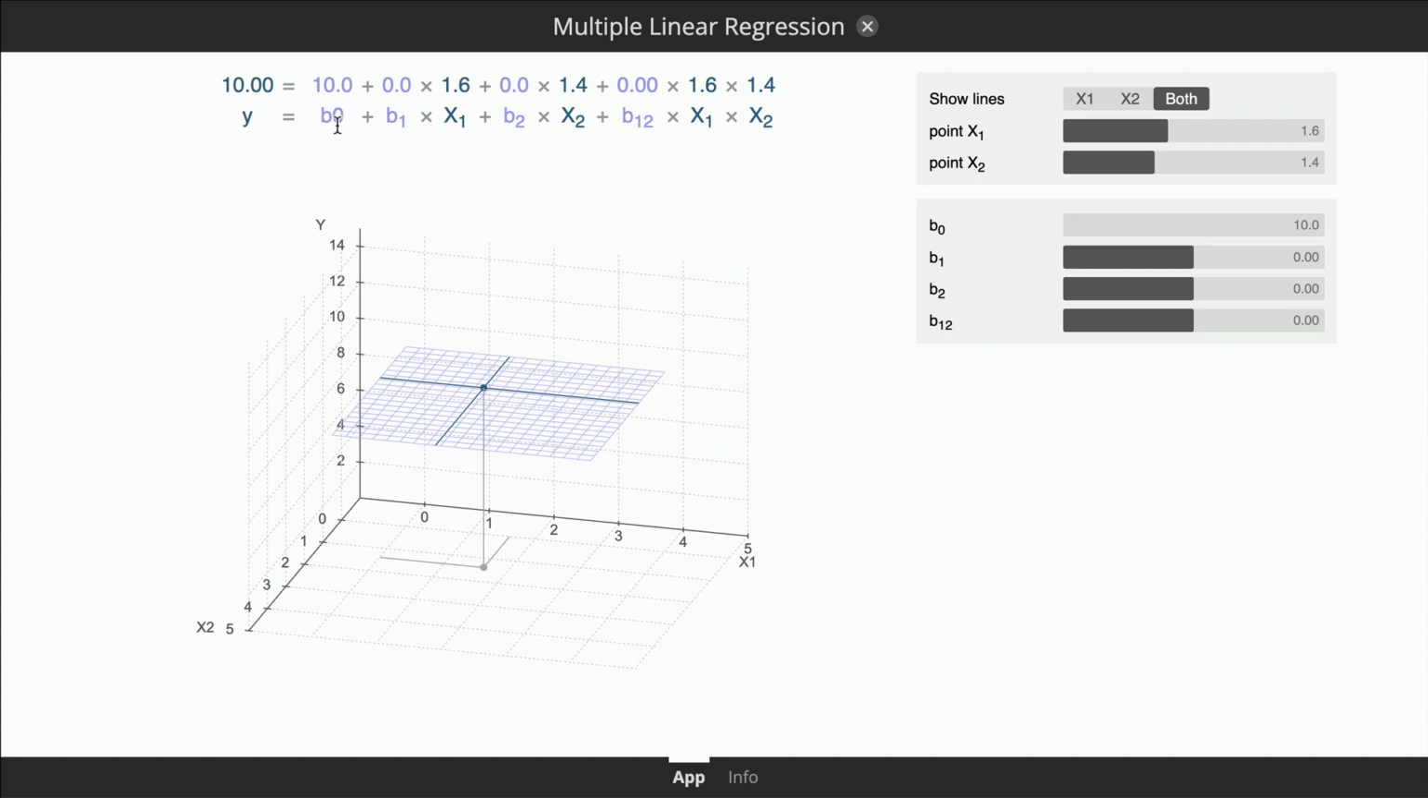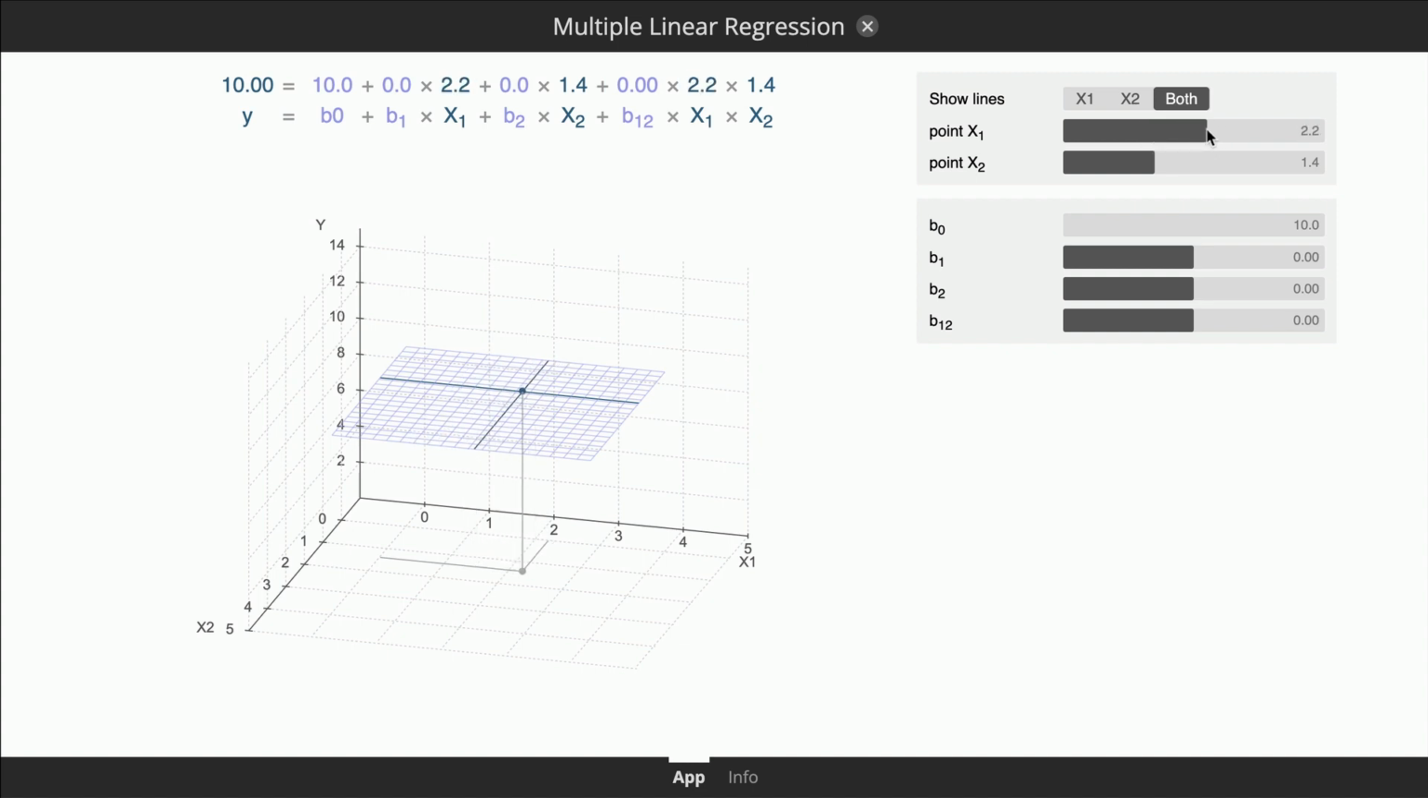Let's start with b0. If you look at this top equation, you can see here I have the real coefficients. You can see that b0 is 10, and this is where I set it to 10, the default smallest value for b0. And then you can see b1 is 0, b2 is 0, and this coefficient is also 0. What does it mean? It means that in this simplest equation, we don't have any contribution from x1, we don't have any contribution from x2. We have only one constant value. So y is always equal to 10, regardless of which x1 and x2 I actually choose.